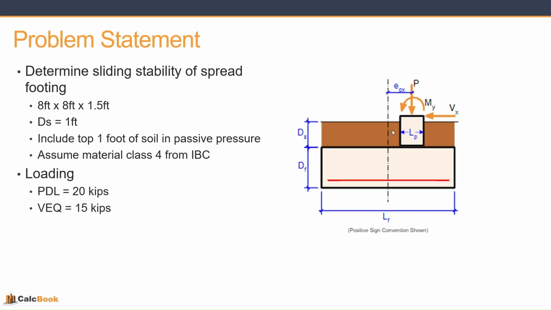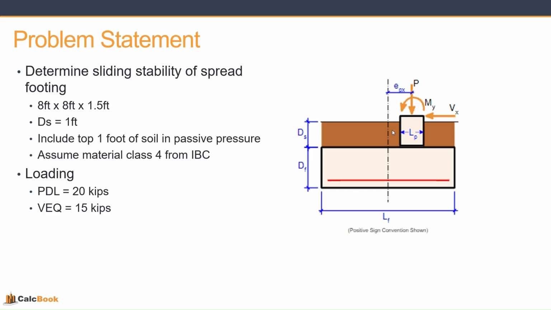Typically, if you have some sort of containing material like a concrete surface or something like that, you can include that top foot. Otherwise, if you have open soil, you typically ignore the top foot of the soil in your passive pressure. We're going to assume the material class 4 from the IBC tables, and we have a dead load of 20 kips vertical and a lateral sliding earthquake load of 15 kips.